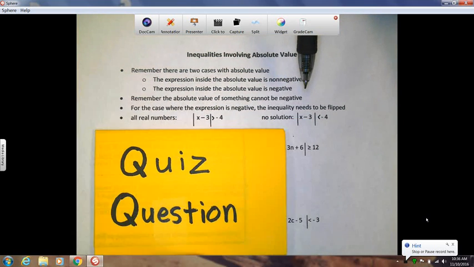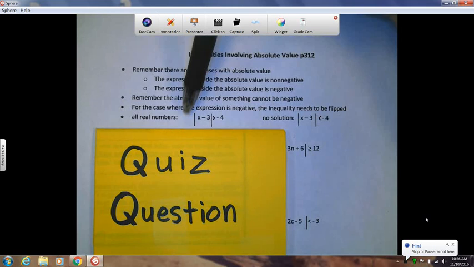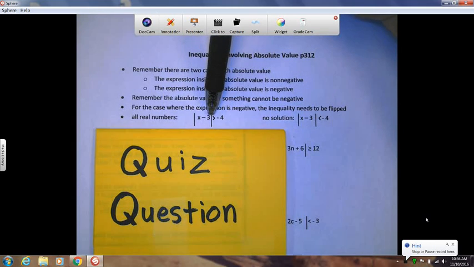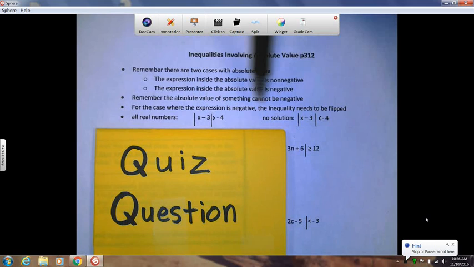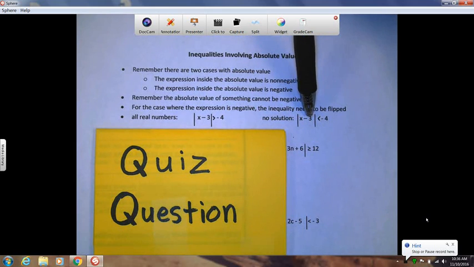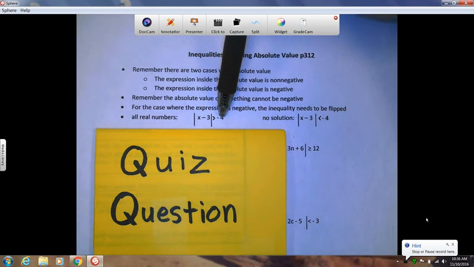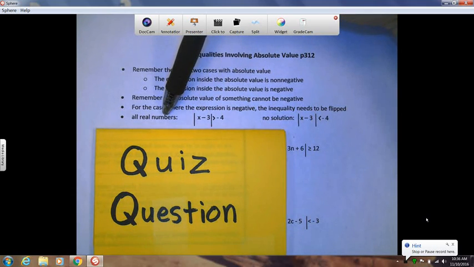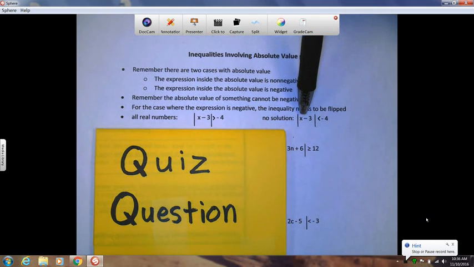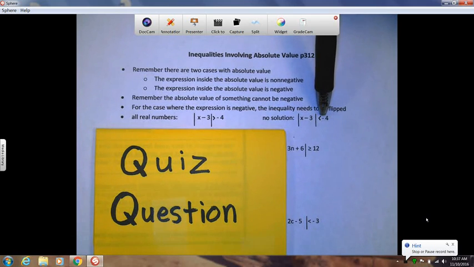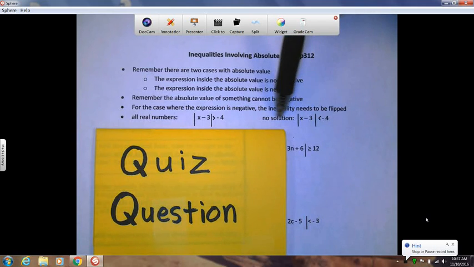Okay, a couple quiz questions here. You're going to need to be able to recognize whether the answer is all real numbers or no solution. Since absolute value is always positive, it will always be greater than a negative number. So if it's greater than a negative, it's going to be all real numbers. Since absolute value is always positive, it will never be less than a negative number. So if you see this case, it's no solution.